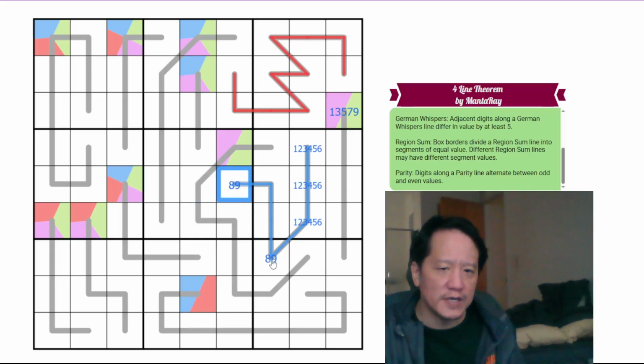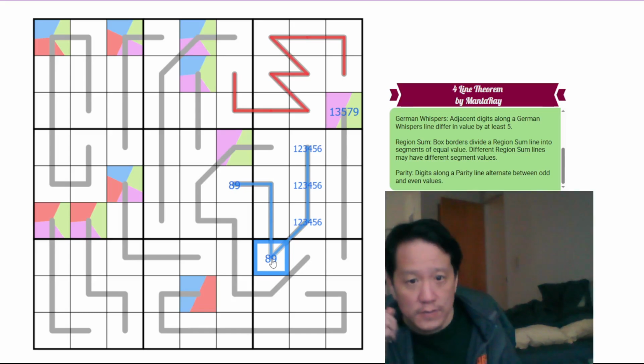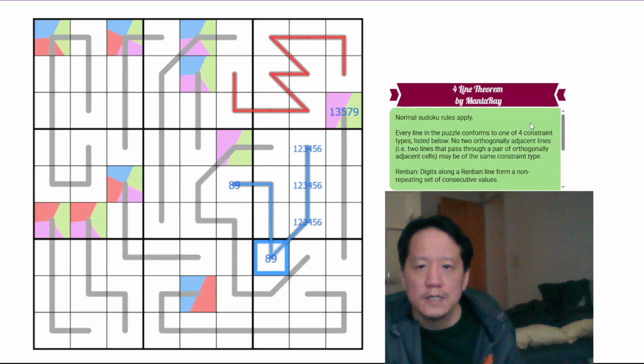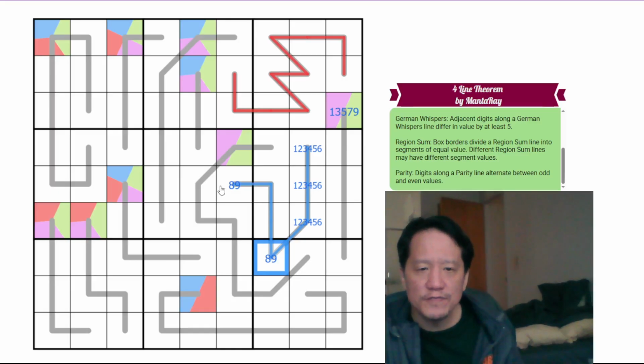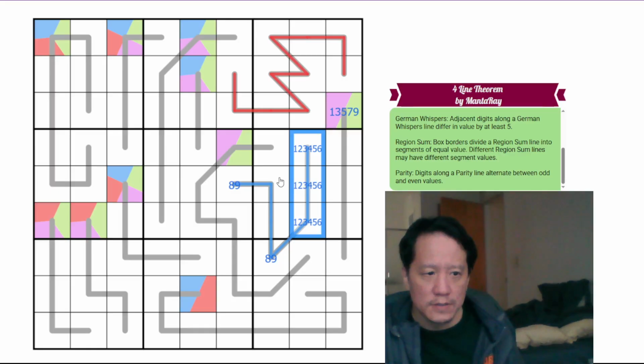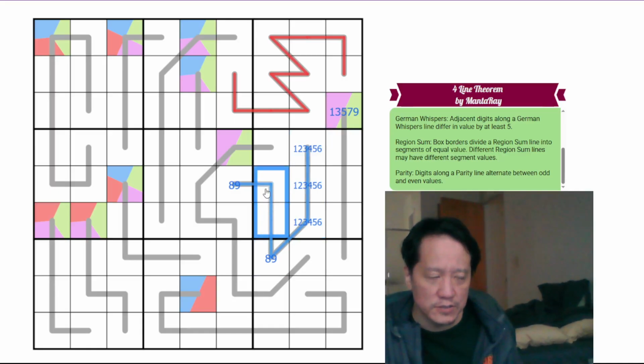What happens if this is 8 and 8? If this is 8 and 8, that guarantees this has to be 1, 2, 3, 4, 6. This is 1, 3, 4. This is 2, 6. So we're left with 5, 7, 8, 9. Obviously, this can't be Whisper 5 because we need a low digit there then.